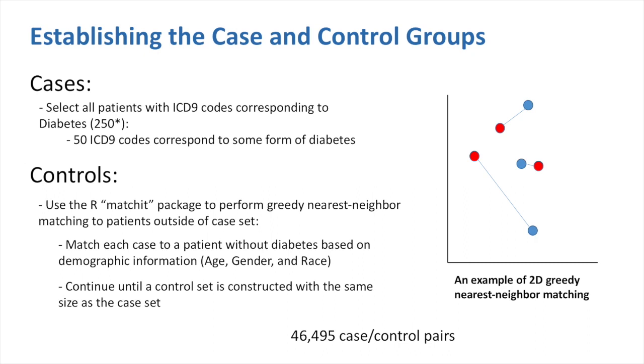Following the preprocessing of our data, we created our case and control groups and performed matching through the use of the R package MatchIt. Our case set was formed by identifying patients in our dataset with ICD-9 codes corresponding to any form of diabetes. In total, there were 50 different codes that matched this criteria. We then used greedy nearest neighbor matching based on demographic information, including age, gender, and race, to create case control pairs between our diabetic and non-diabetic patients.